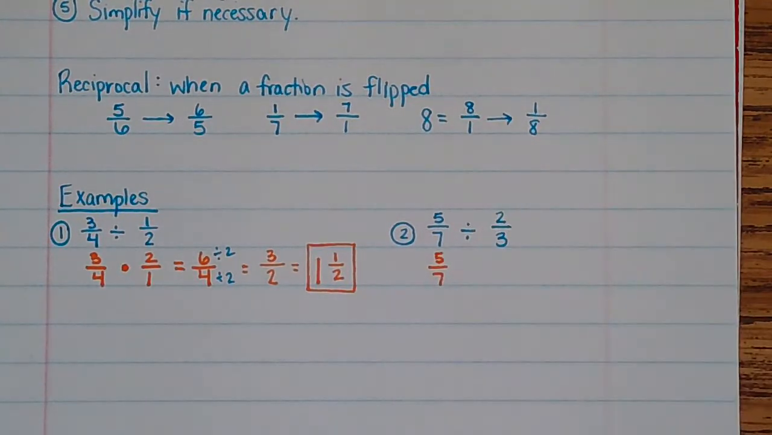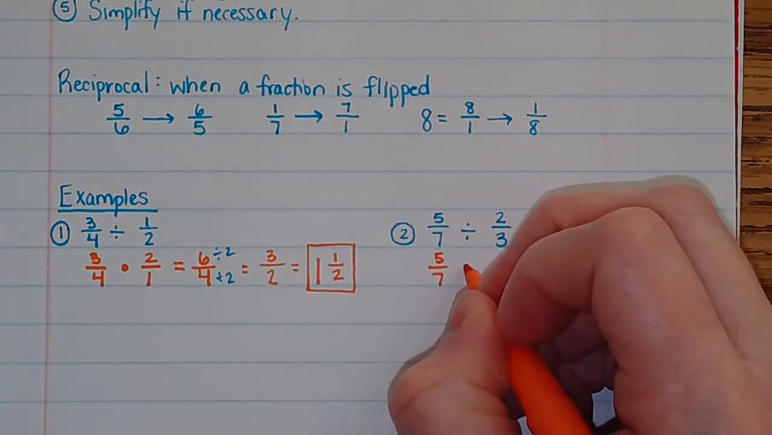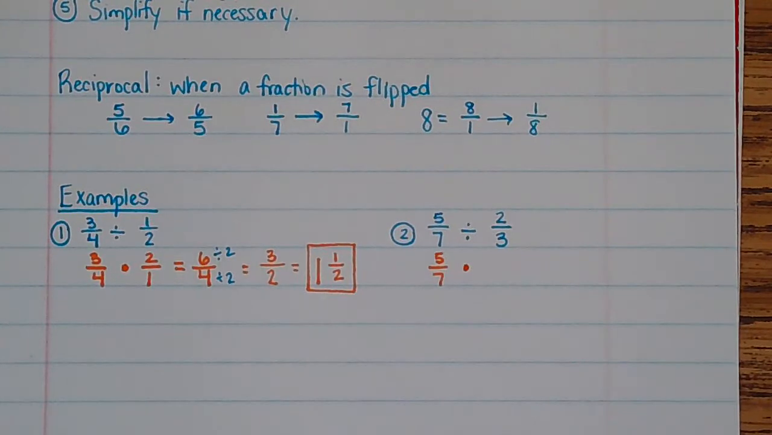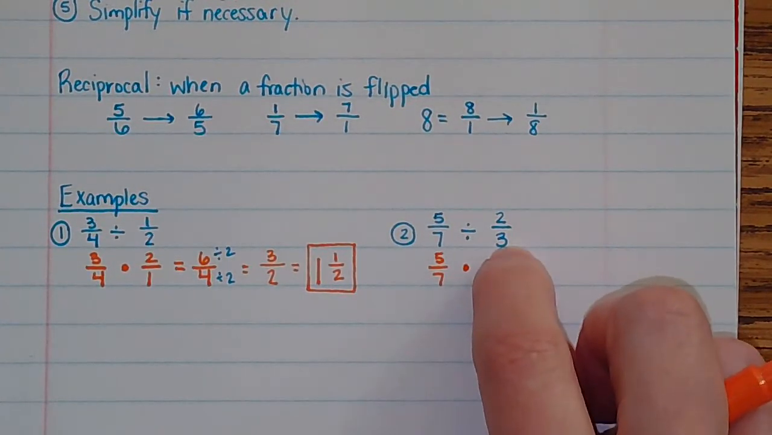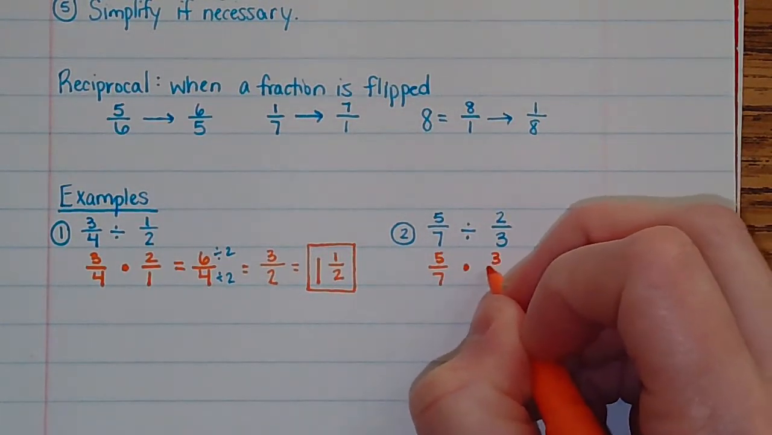Okay, so I've done the keep. Next is the change. What comes next? My division sign comes next. I change that to a multiplication sign. And then my last step was to flip the second fraction. This is my second fraction. 2/3 is going to flip to 3/2.